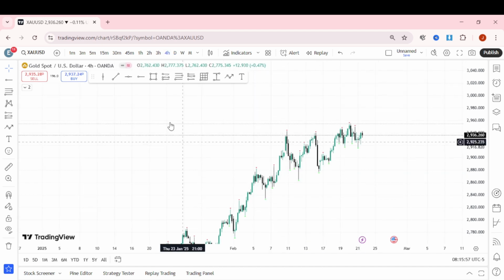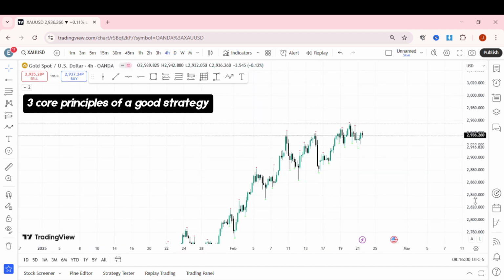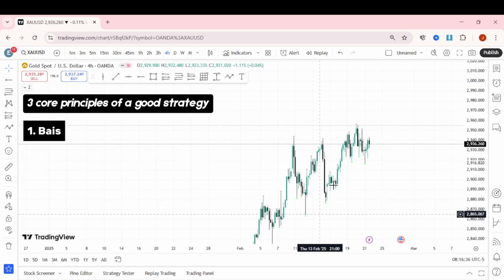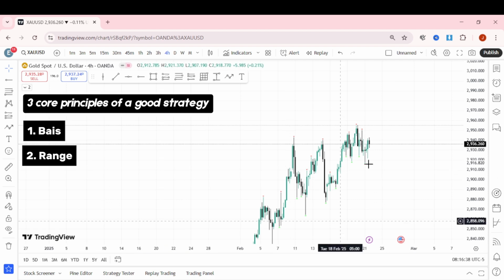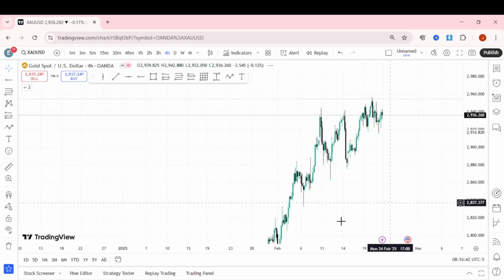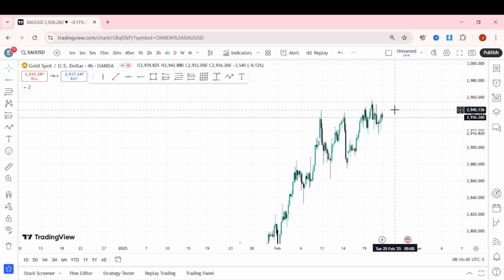Okay, so now we've got our bias. Now there are three things to analyze whenever you want to enter into a trade. We have bias, then we have range, and we have entry. Our bias on gold is bullish, so price will definitely keep going all the way up.